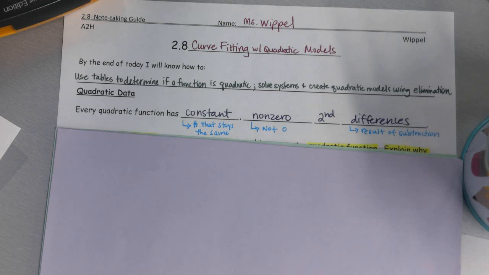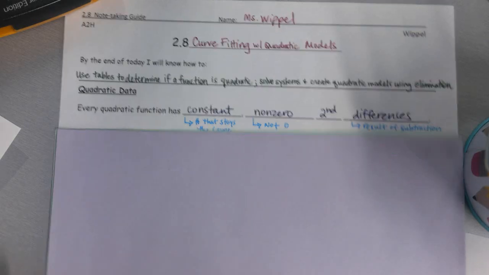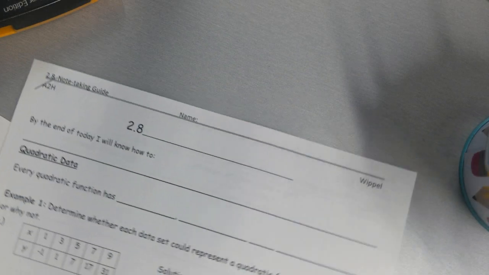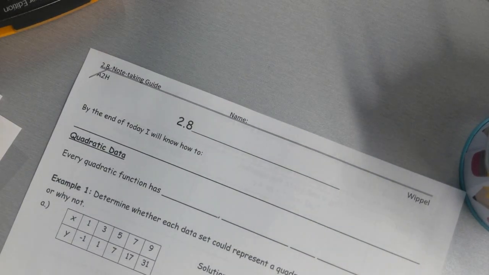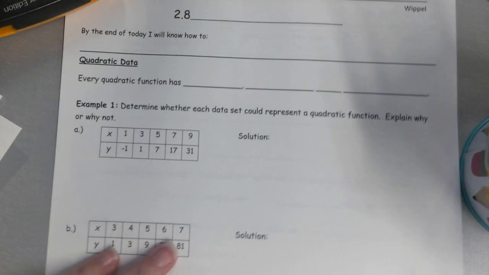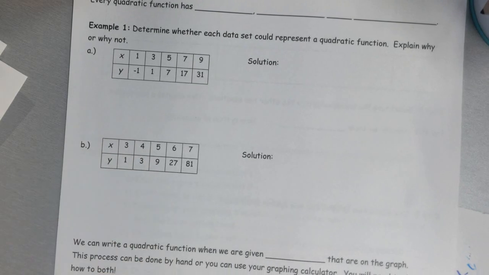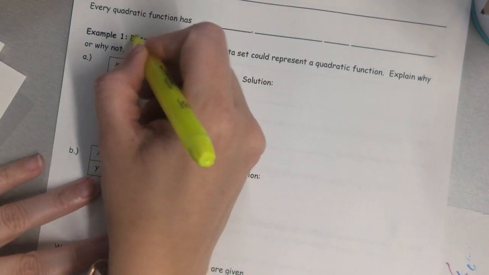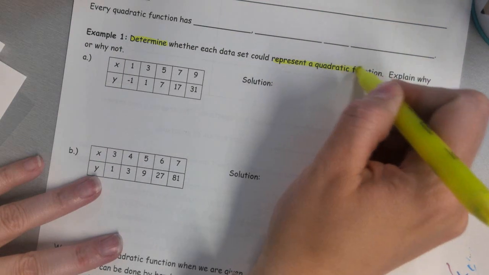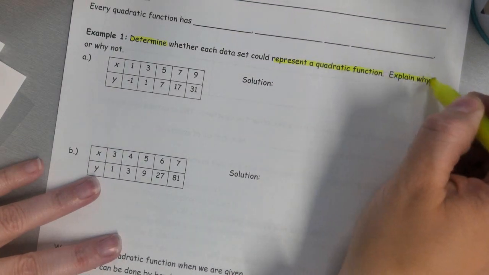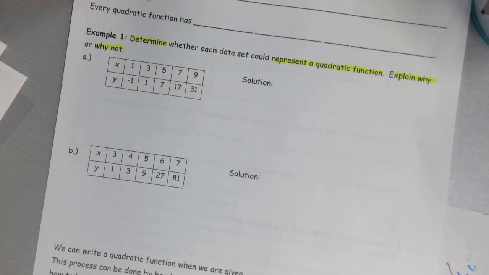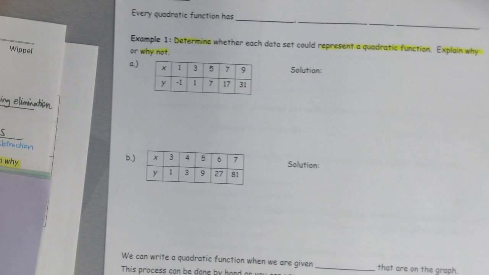Okay? All right, so for example 1, let's first just highlight what they are asking us to do. So it says determine whether each data set could represent a quadratic function, and then explain why or why not. So determine whether it could represent a quadratic function, and then the explain why or why not, that's something that we'll definitely work on together.